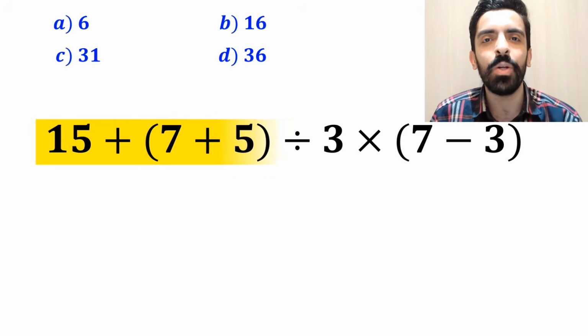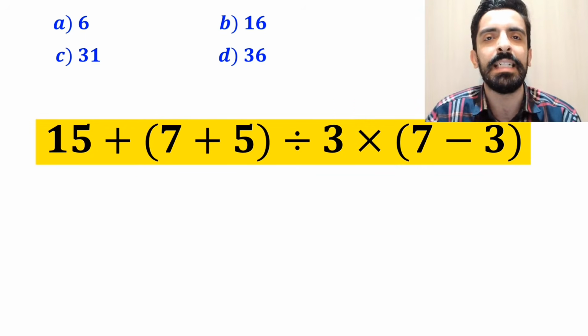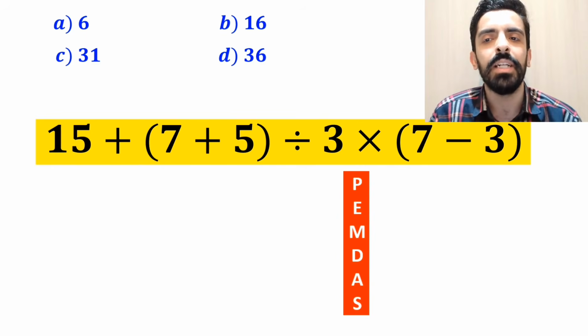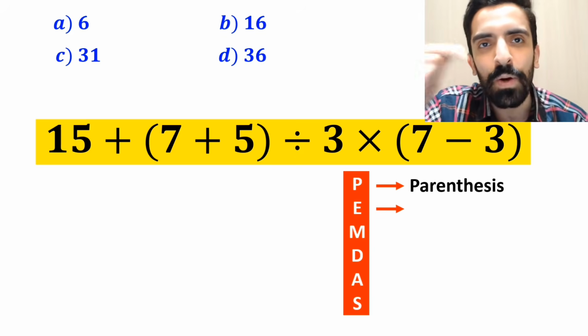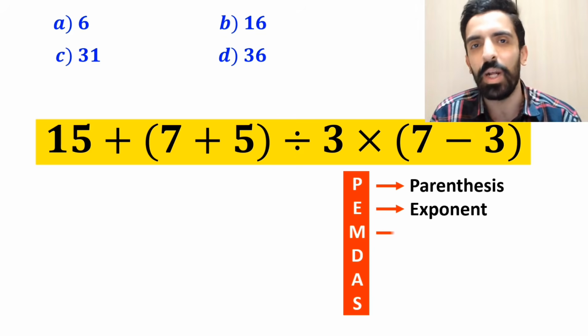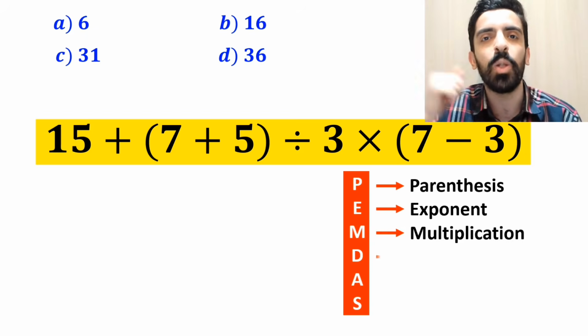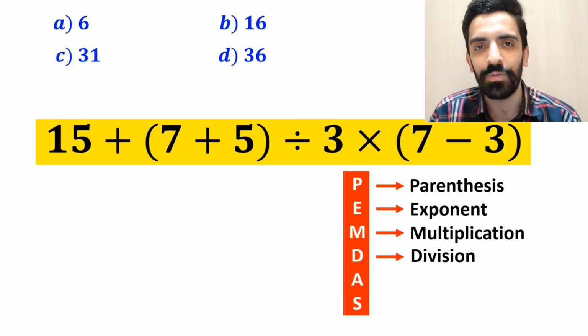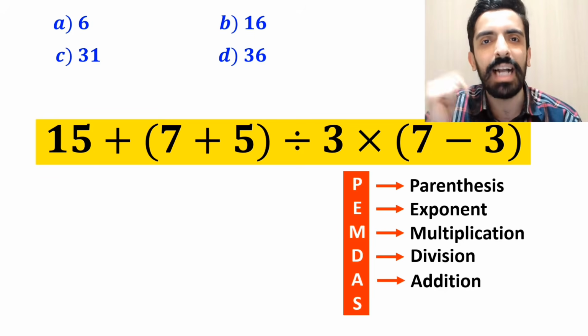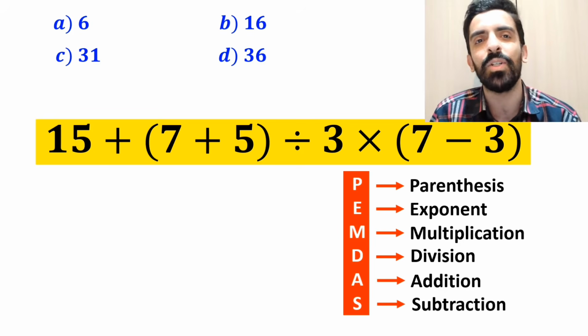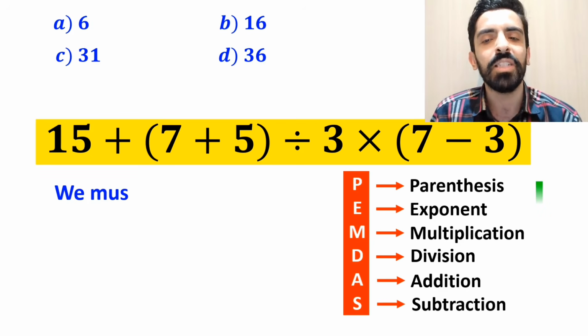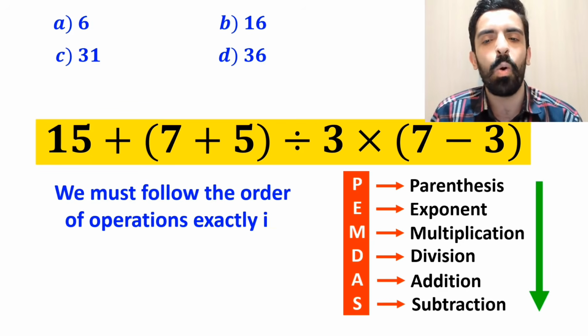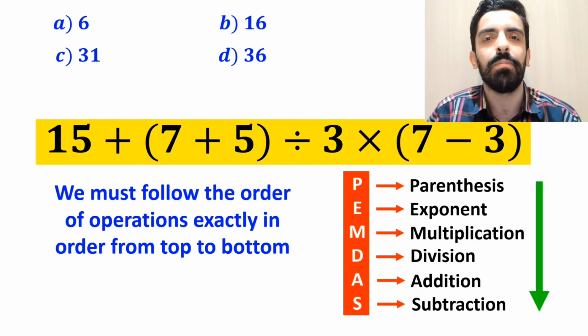Alright, now let me show you how to solve this expression properly. To solve this question, we must follow the PEMDAS rule. In this rule, P stands for parentheses, E stands for exponent, M stands for multiplication, D stands for division, A stands for addition, and S stands for subtraction. We must follow the order of operations exactly in order from top to bottom.